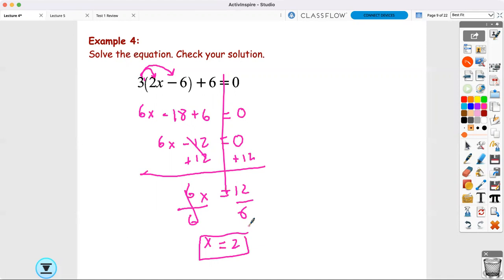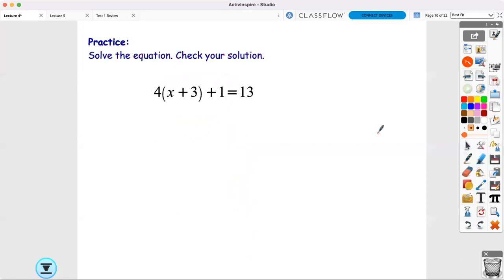Any questions on the steps that I took on solving this equation? All right, we'll go ahead and move on to the next slide. Practice problem. I'm going to give you guys 4 minutes on this one. Good luck.